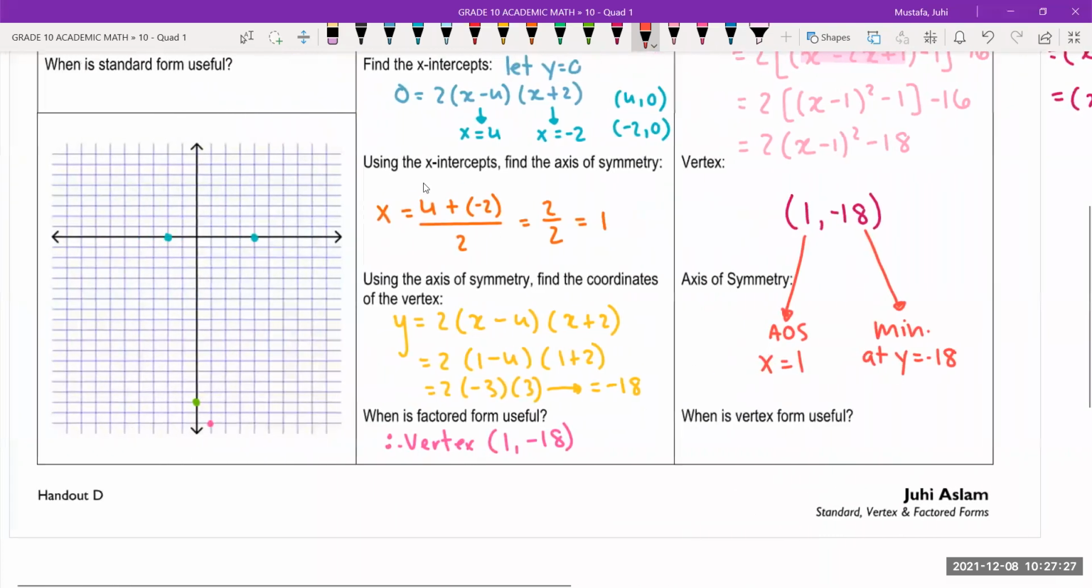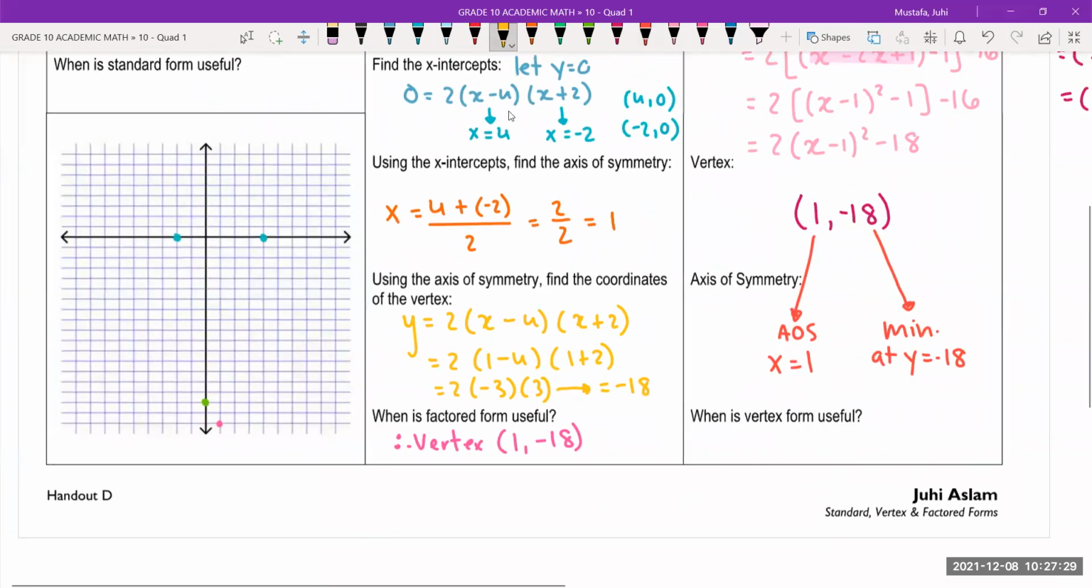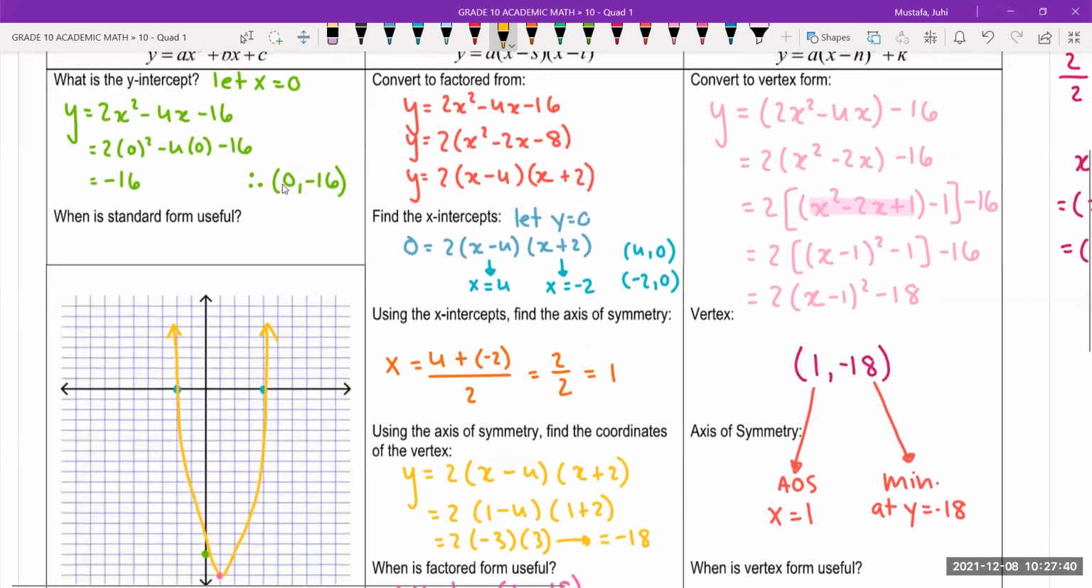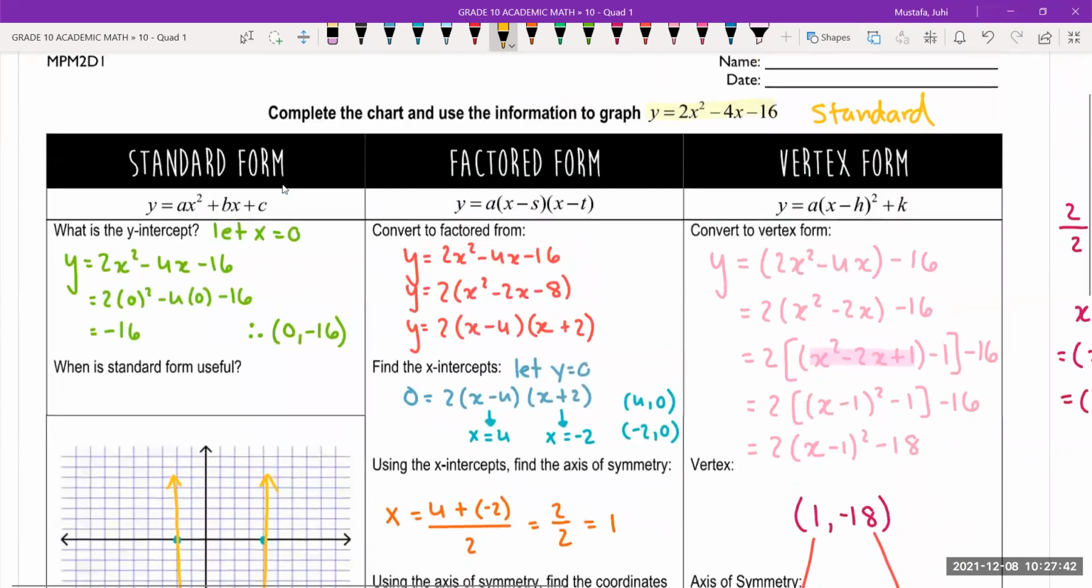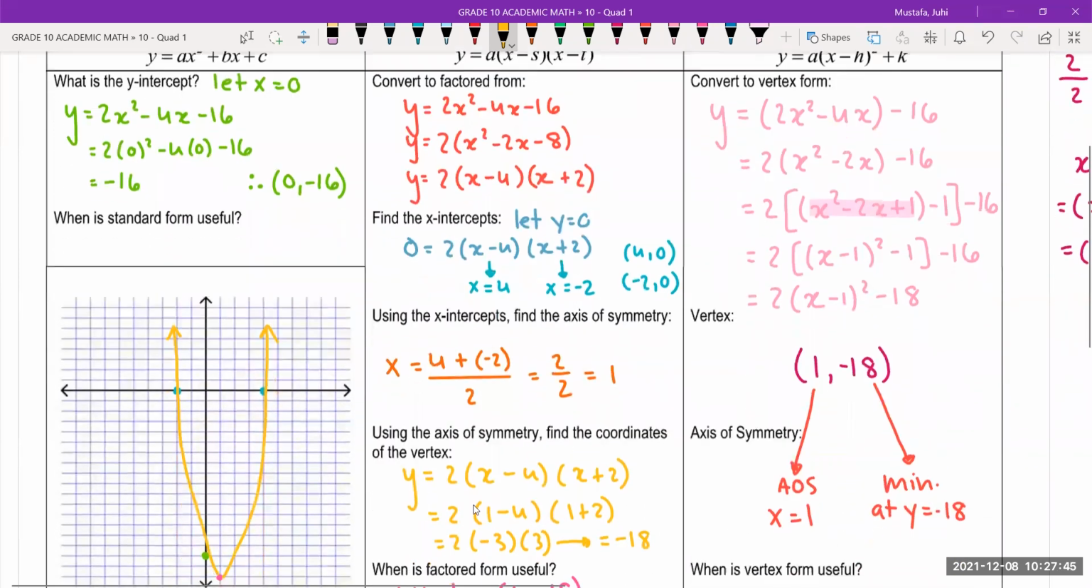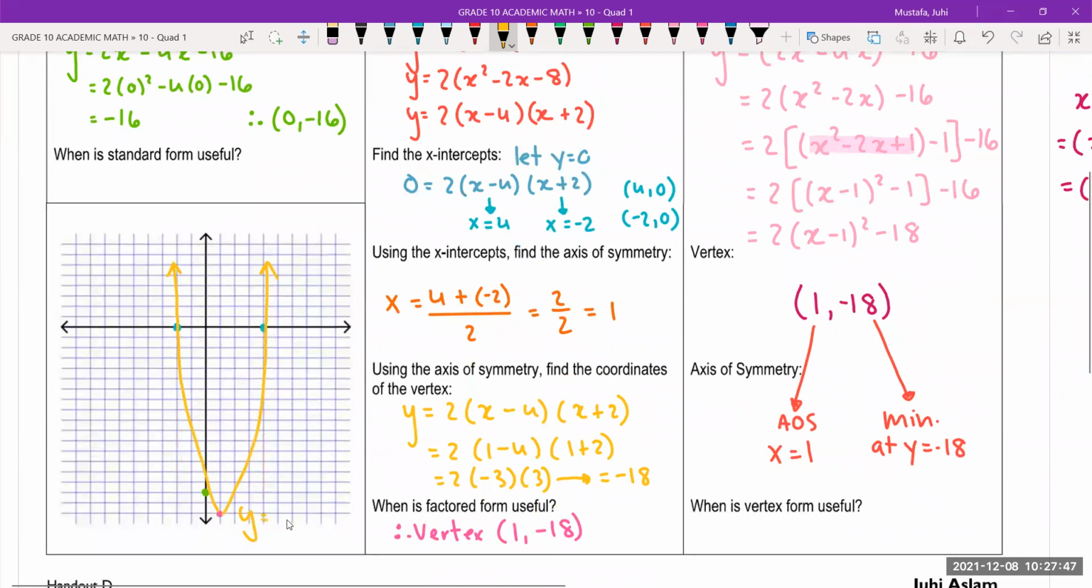Okay, go ahead and finish off graphing your parabola. So we're just going to connect all of these points. Make an arrow on both sides, and you want to finish off by writing the equation: y is equal to 2x squared minus 4x minus 16.